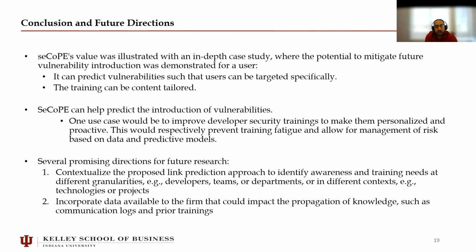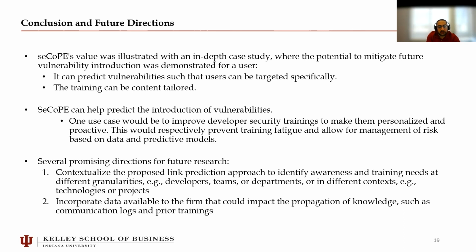So some directions for future research could include contextualizing the link prediction. So for example, right now we're looking at users and repositories, but it could also be teams and projects or departments and different kinds of technologies that they're working on. So any combination of contributor and the code base that is being contributed to could be used in the graph, and we could obtain important insights from how a certain group of users could introduce vulnerabilities into a certain group of repositories.